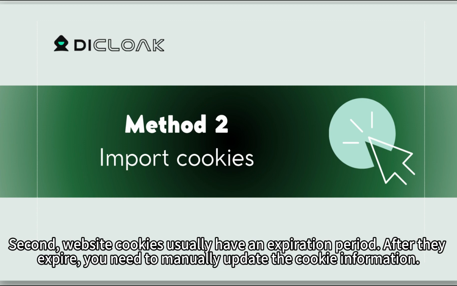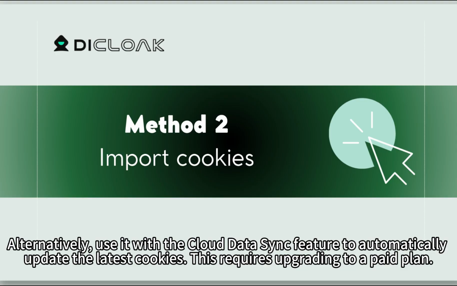Second, website cookies usually have an expiration period. After they expire, you need to manually update the cookie information. Alternatively, use it with the Cloud Data Sync feature to automatically update the latest cookies. This requires upgrading to a paid plan.